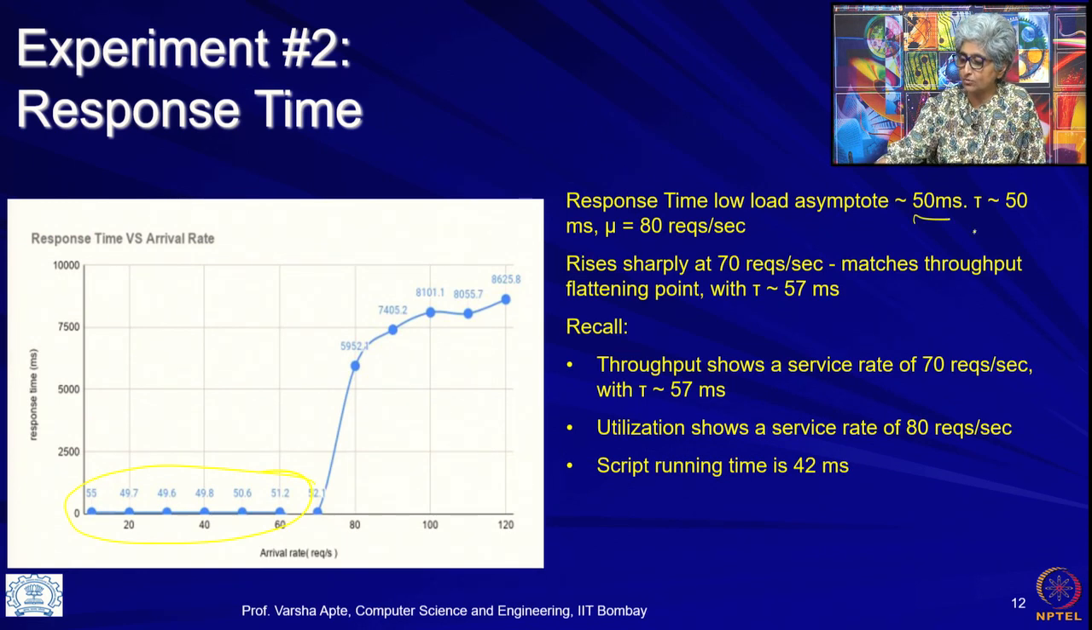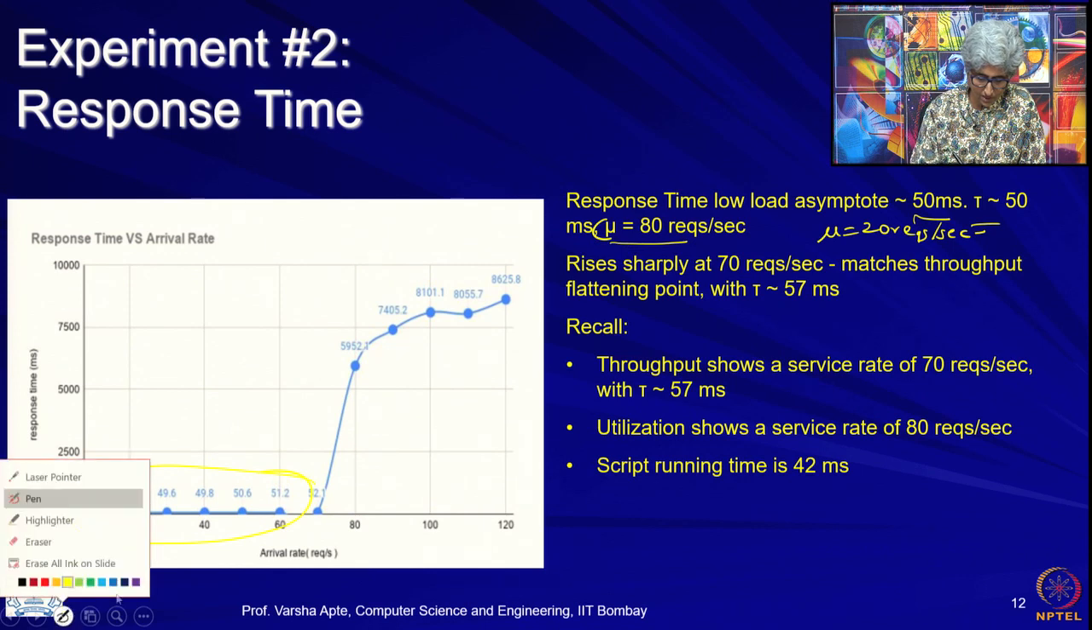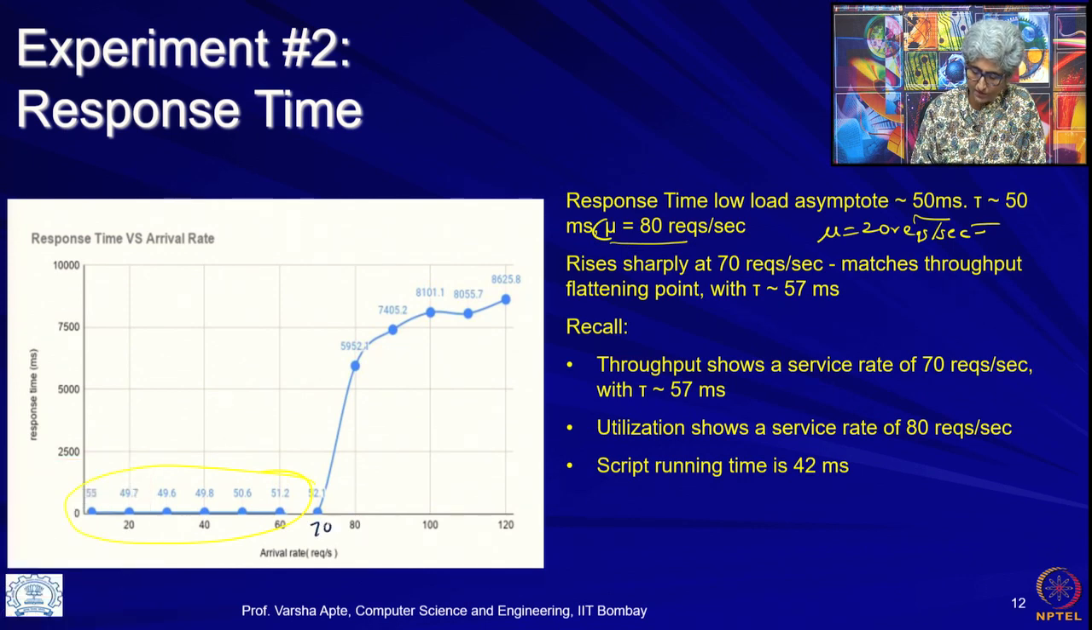Okay, if we use that as our tau, then our C mu is 80 requests per second. Mu will be 20 requests per second and C mu will be 80 requests per second. But what we are seeing here is that the response time actually rises sharply at 70, not 80. So it looks like 70 should be close to the C mu, and if you use that, again we are back to the 57 milliseconds tau.